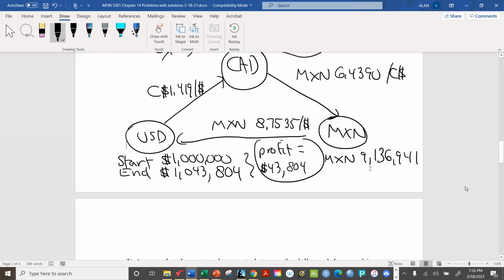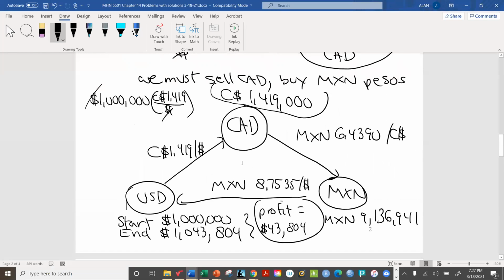Okay, so now it's all said. So the key to the whole thing is to decide which direction to go. They're telling us which country or which currency we're starting with and how much. So after we organize the circles, we just have to decide which direction to go in order to make money. Depending on which way, the cross exchange rate is inconsistent with the two spot rates. And so in this case, you can see we clearly did it correctly because we ended up with a profit.